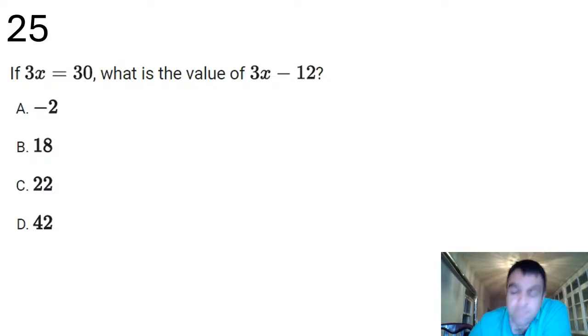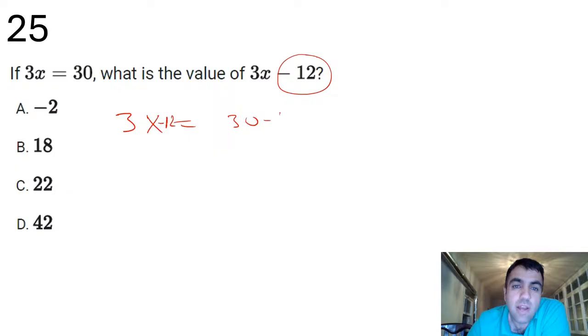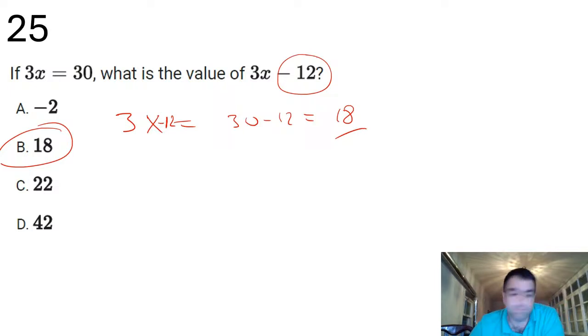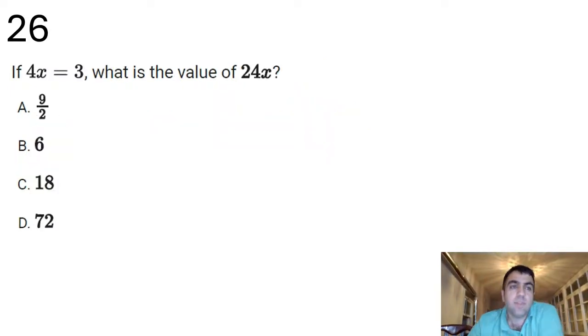Here says B. Yeah, 3x is equal to 30. We can subtract 12 from both sides, and we can get the answer. It is 18, right? The correct answer is B. 26th question. If 4x is equal to 3, what's the value of 24x?